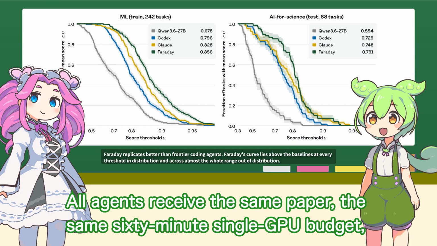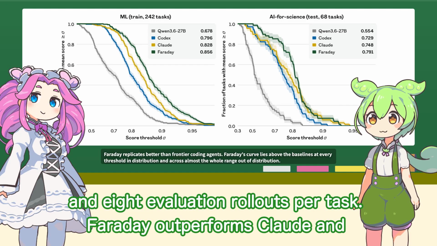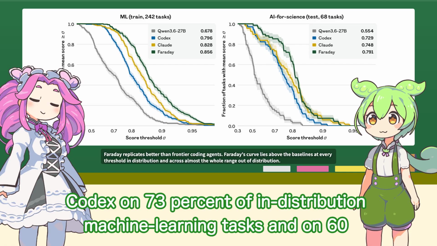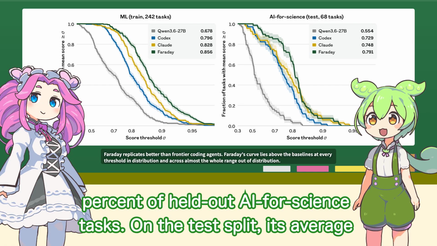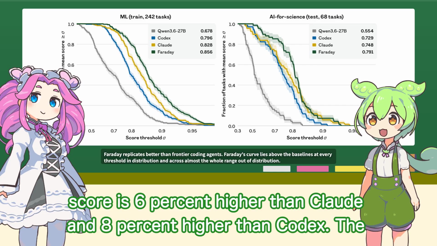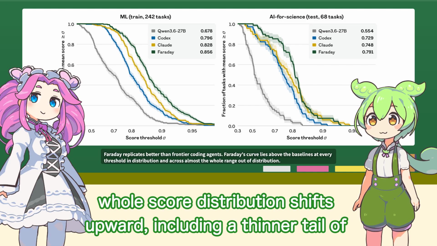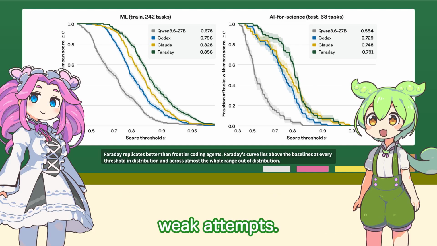All agents receive the same paper, the same 60-minute single GPU budget, and data valuation rollouts per task. Faraday outperforms Claude and Codex on 73% of in-distribution machine learning tasks and on 60% of held-out AI for science tasks. On the test split, its average score is 6% higher than Claude and 8% higher than Codex. The whole score distribution shifts upward, including a thinner tail of weak attempts.